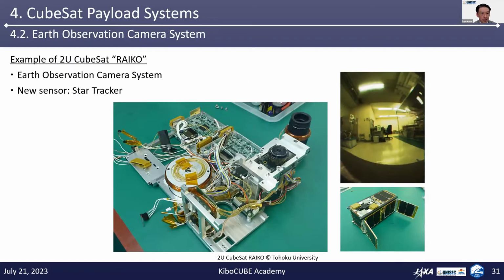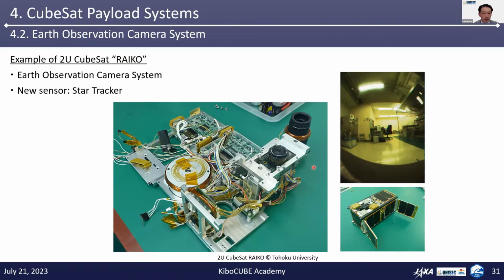So this is an example of an Earth observation camera system. So this is the 2U CubeSat Raiko again. So it was implemented with an Earth observation camera system, as well as a new sensor, a star tracker, for the satellite attitude determination.